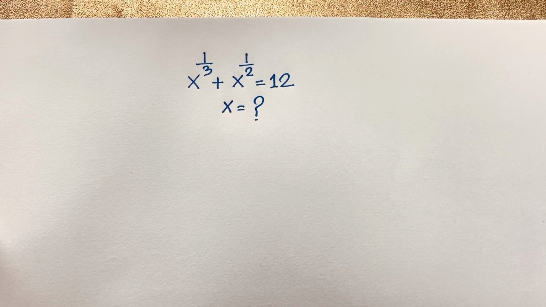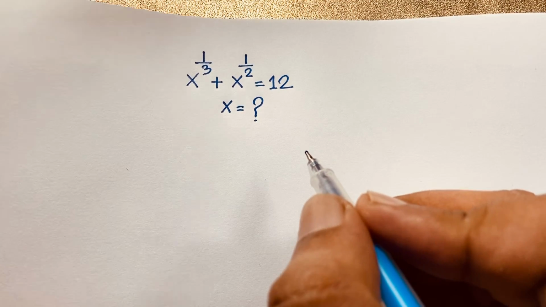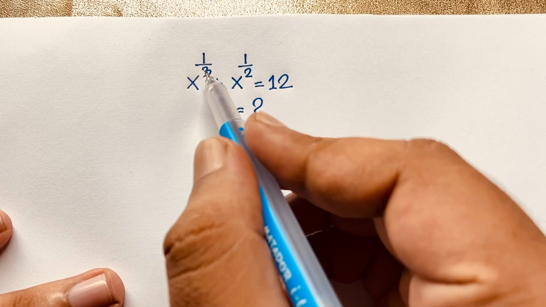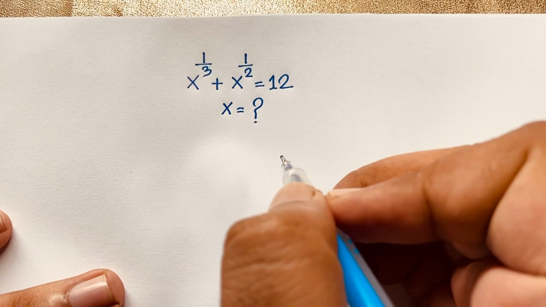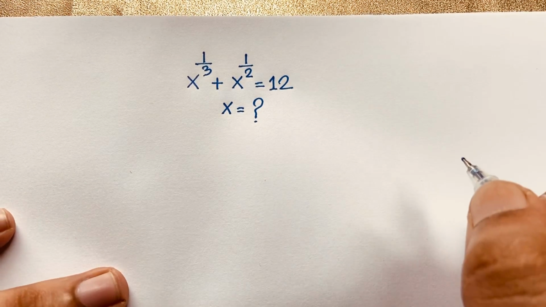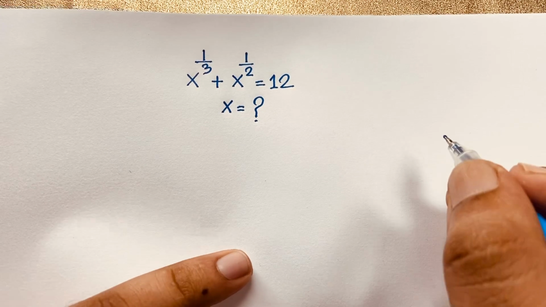Today we are solving a nice maths question. This question is x to the power 1 over 3 plus x to the power 1 over 2 is equal to 12. X is equal to what? How to solve this interesting maths Olympiad question.